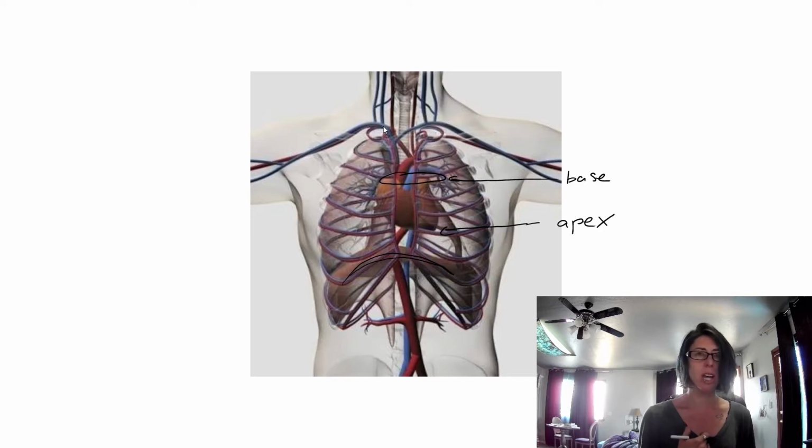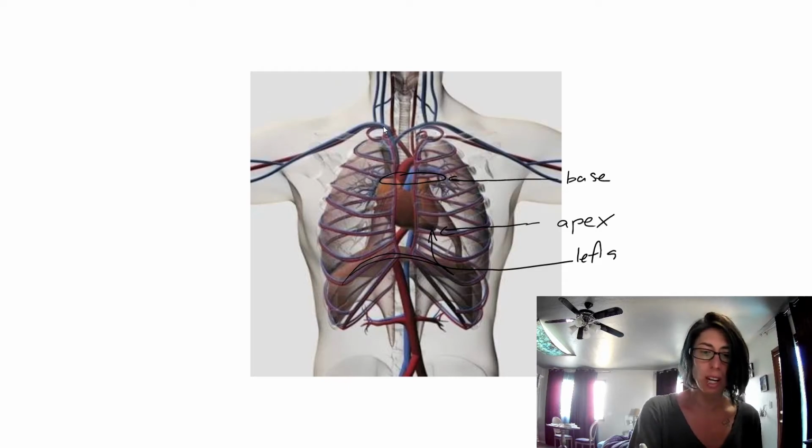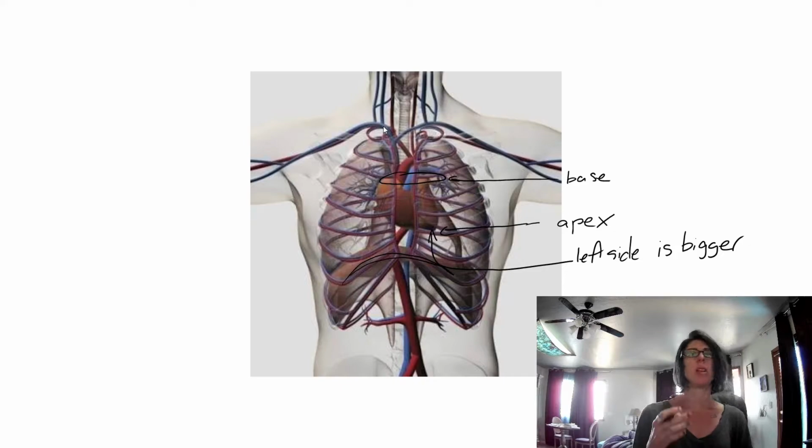So the heart does lie behind the sternum, which is center, but the left side of the heart, which is over here, is bigger than the right side. And that's because the left side of the heart is taking oxygenated blood to the body, and so it has to be stronger. It has to be strong enough to pump to your toes and back.